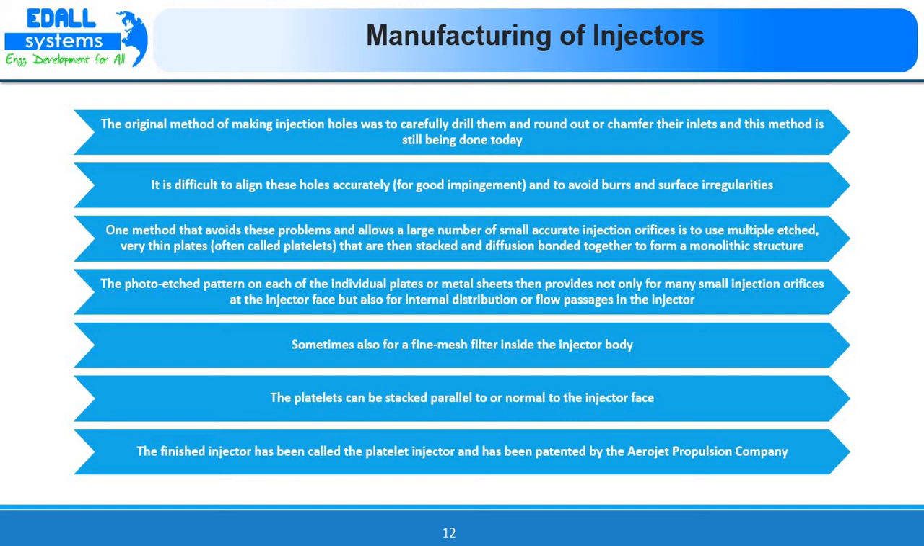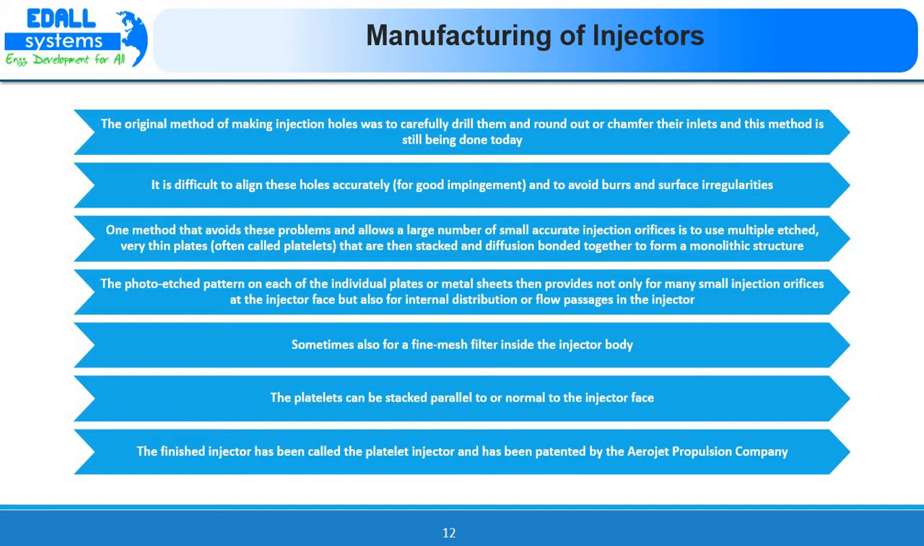But it is difficult to align these holes accurately for good impingement and to avoid bursts and surface irregularity. One method that avoids these problems and allows a large number of small accurate injection orifices is to use multiple etched, very thin plates, often called platelets, that are then stacked and diffusion bonded together to form a monolithic structure. The photo-etched pattern on each of the individual plates or metal sheets provides not only for many small injection orifices at the injector face but also for internal distribution or flow passages in the injector, and sometimes also for a fine filter inside the injector body.